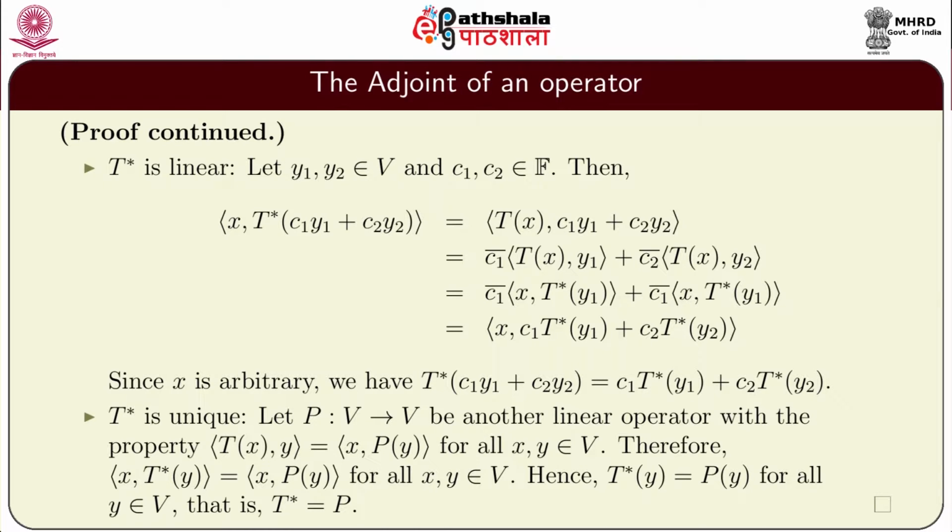Uniqueness of T star. Suppose that P from V to V is another linear operator with the property inner product Tx comma y is equal to inner product x comma Py for all x, y in V. Therefore, we have that inner product x comma T star y is equal to inner product x comma Py for all x, y in V. Hence, T star y must be the same as Py for all y in V, which says that T star must be the same as P, and therefore, T star is unique.